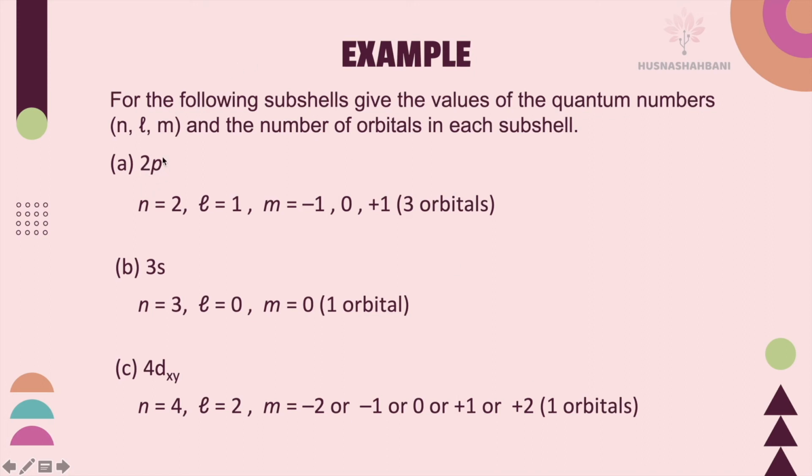Like for this one, for 2p, it doesn't specify whether it is px, py, or pz. So you can write all of them: negative 1, 0, positive 1. So negative 1 is probably px, 0 probably py, positive 1 probably pz. It can be changed, or you can say positive 1 is px, it's fine. 0 is pz, it's fine. Negative 1 is pz, it's fine, as long as these three have different orientations of p.